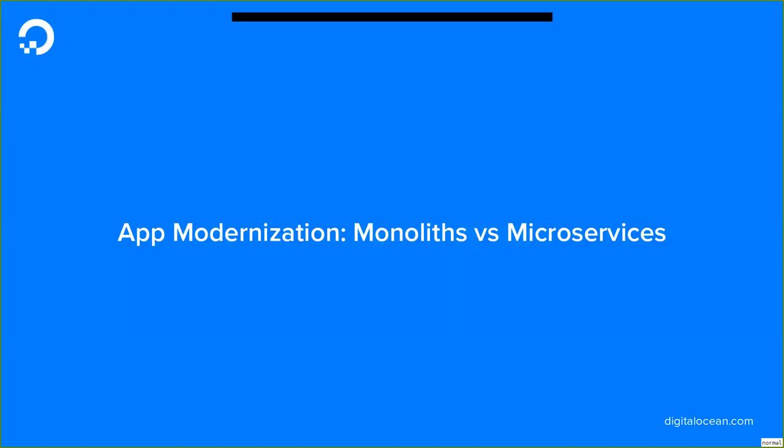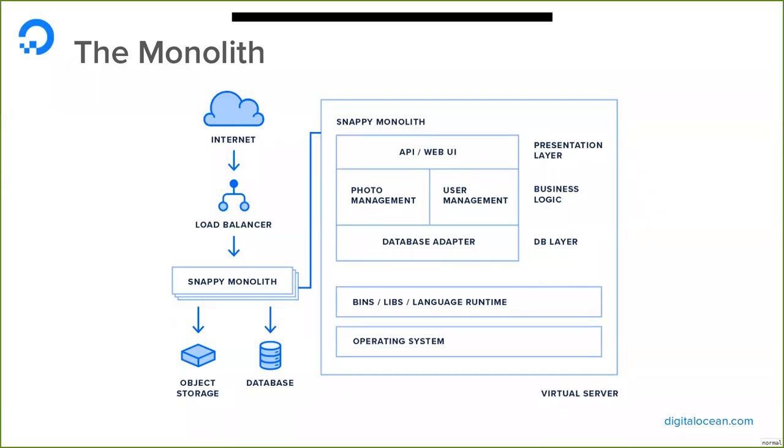So when we talk about application modernization, we're talking about transitioning from a legacy monolith architecture towards more of a microservices architecture. And microservices are a core concept in cloud-native apps and infrastructure. So we'll start by considering what a monolithic application is. And here on the slide, you can see we have a Flickr-like app that includes user management, photo management, a database adapter, and a front end. And what makes this monolithic is that all of these components are intertwined in a single large code base, which presents a number of challenges.